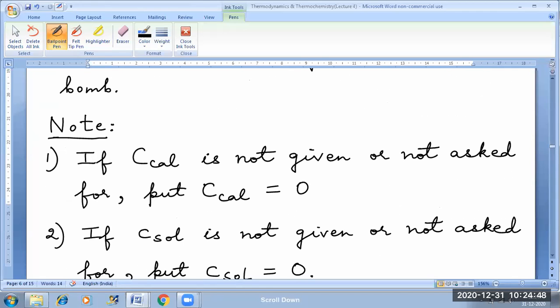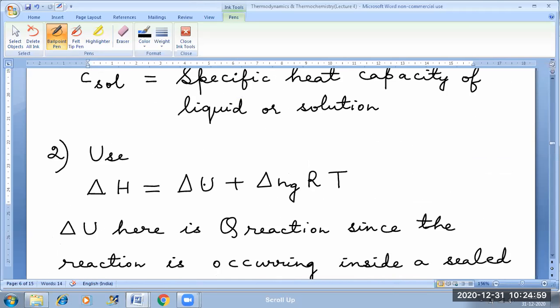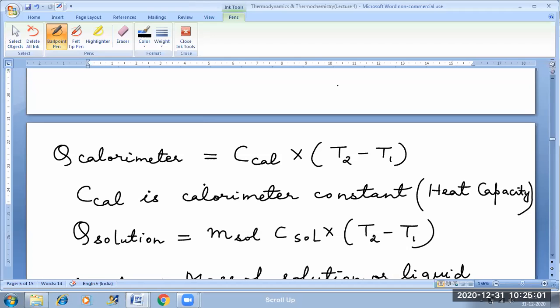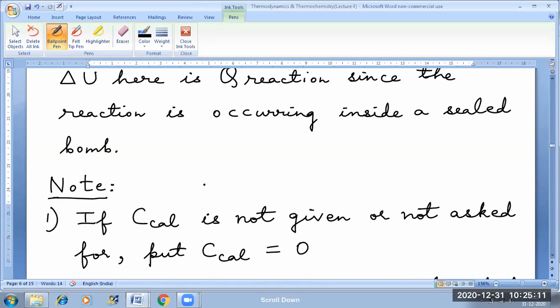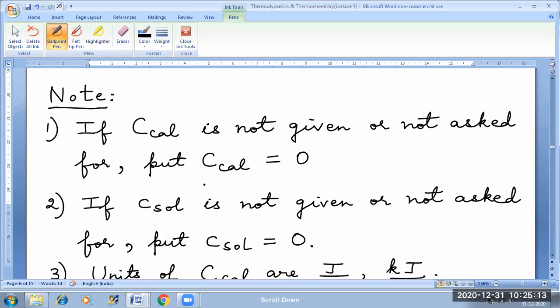Very, very important points to note. If Ccal is not given or Ccal is not asked for, then put Ccal equal to 0. That means the value of calorimeter constant is not given to you. If it is not given, or if they have not asked you to find the value of Ccal, simply put that equal to 0. Similarly, if C solution is not given, or also they have not asked for it, put C solution equal to 0.